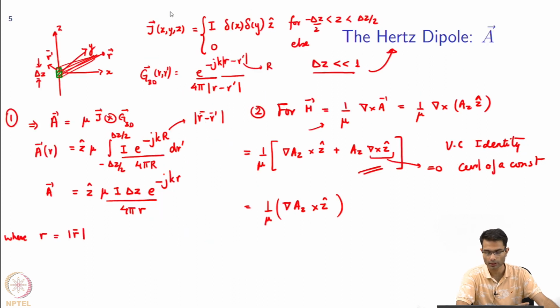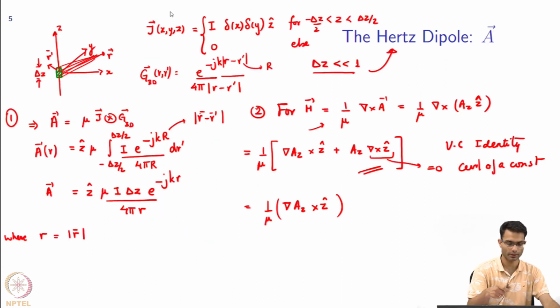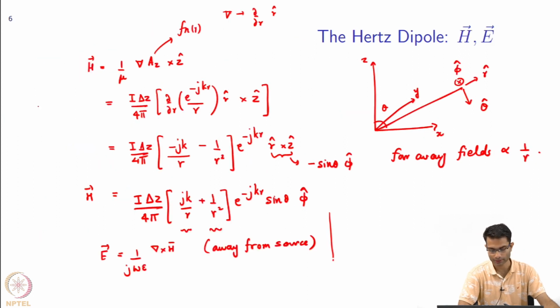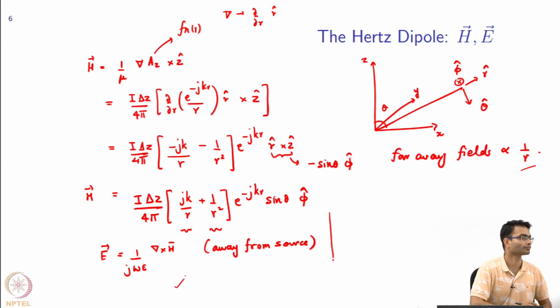Given the current, we could calculate the A vector using this relation over here, a convolution of a known current with Green's function. I got A, from A I got H, and H I calculated a little bit cleverly, making use of both Cartesian and polar coordinates. When you are seeing something like r cross z, I have mixed up these coordinate systems and got a very nice expression over here. And we notice that far away the fields go as 1 by r. Okay. And then we said that the electric field is simple to obtain once I get the magnetic field, just by taking the curl. Right.